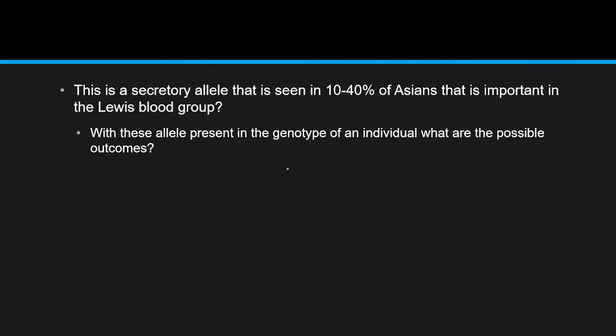All right. Now, this is a secretory allele that is found in 10 to 40% of Asians. That is important in the Lewis blood group system. This is now known as your Se^w. All right, the Se^w. That's an important allele. The weak secretor allele.